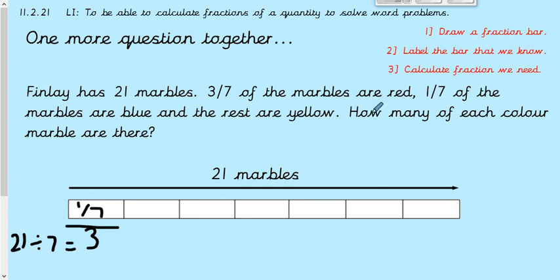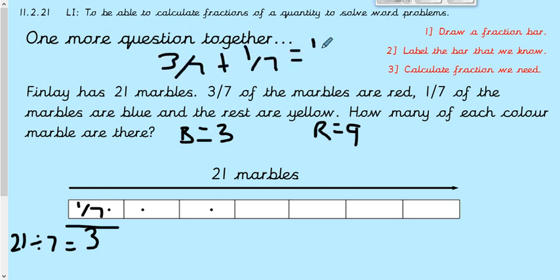So if 1/7 of the marbles are blue, then there are 3 blue ones. I'll just do B equals 3. If 3/7 of the marbles are red, you could colour in 3, 1, 2, 3. And if you know they're all worth 3, you could do 3 add 3 add 3. Or 3 times 3, which is 9. So there are 9 red ones. And then you could just take these two away from 21 to find out the rest. Or you could, if you add these two together, 3/7 add 1/7, that would be 4/7. So therefore you know that the rest are yellow. 3/7 of the marbles are yellow.